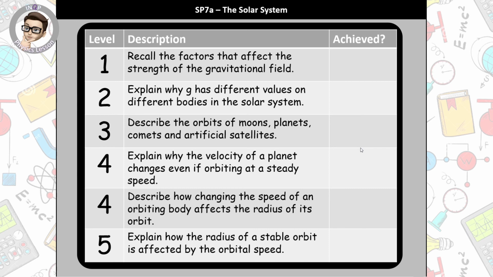So let's go through what we've covered again in this lesson. So recall the factors that affect the strength of the gravitational field. Explain why G has different values on different bodies in the solar system. Describe the orbits of moons, planets, comets, and artificial satellites. Explain why the velocity of a planet changes even if orbiting at a steady speed. Describe how changing the speed of an orbiting body affects its radius. And explain how the radius of a stable orbit is affected by the orbital speed.